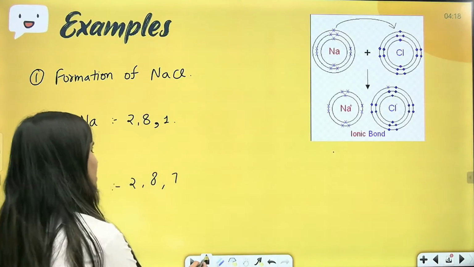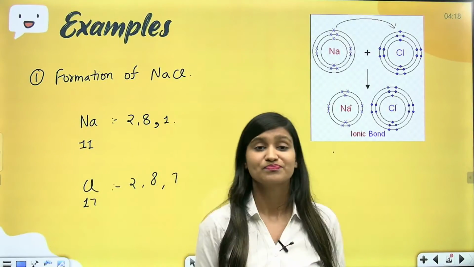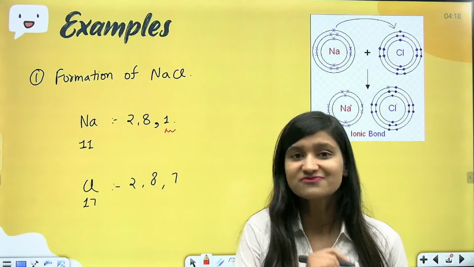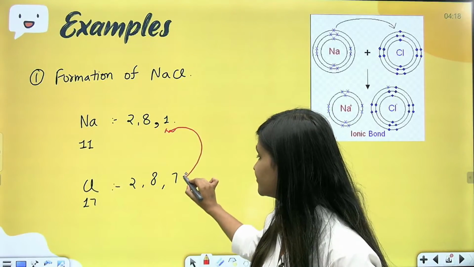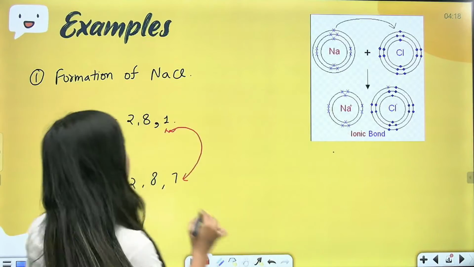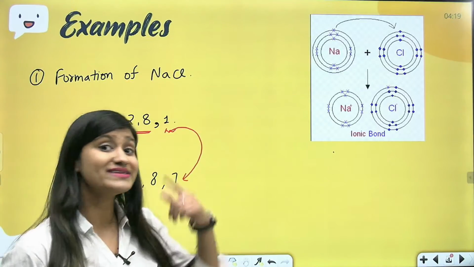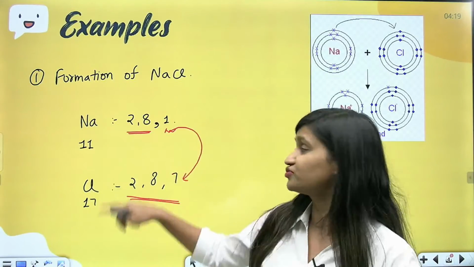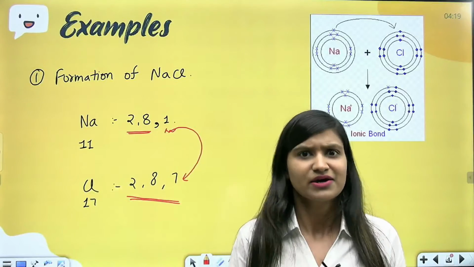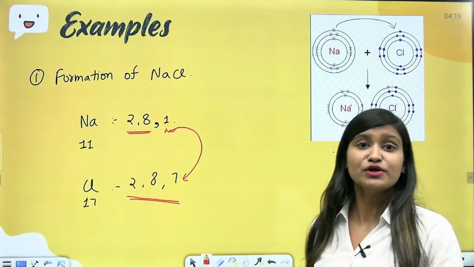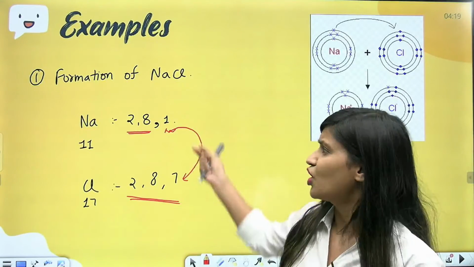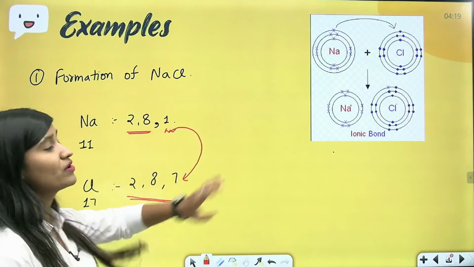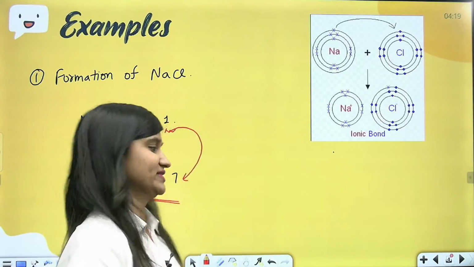Now what will happen? In order to attain stability, this valence shell electron will be donated here. What will happen then? It will achieve its octet in order to get the stability. It will also attain octet. It will also have 8 electrons, so that it will also gain stability. Right? The octet rule will be followed, and as a result, both of them will be stable.